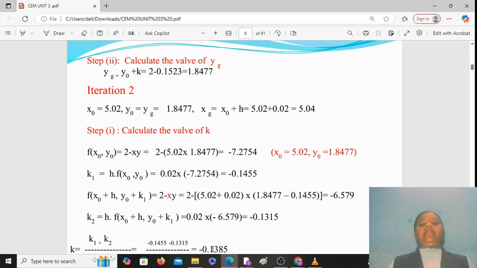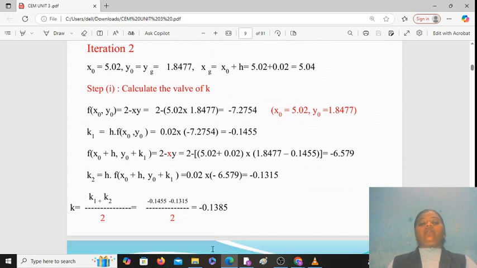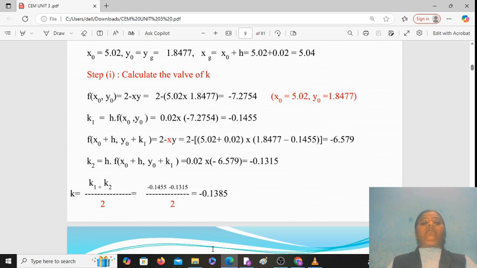Similarly, we calculate iteration 2. In iteration 2, the value of y0 we take is 1.8477, x0 is 5.02 and the value of y0 is given, that is 1.8477. Then xg is equal to x0 plus h, 5.02 plus 0.02. Then xg is equal to 5.04. Similarly, we take the same steps. We calculate first k1 and k2.